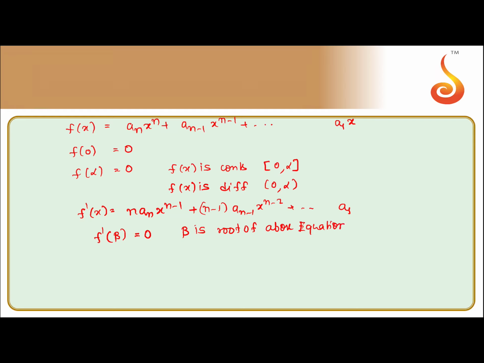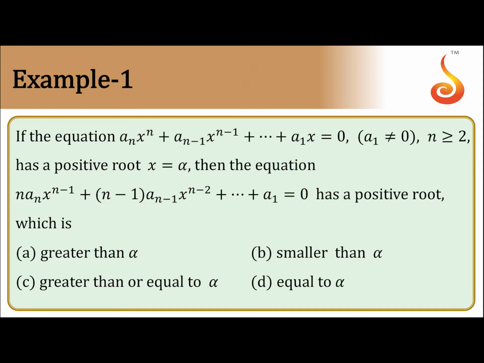So what does Rolle's theorem say? Continuous in the closed interval, differentiable in the open interval, then there exists a β such that it lies between 0 and α. Therefore, β is less than α. So f'(β) = 0 means β is the root of the above equation. That is the only data given.